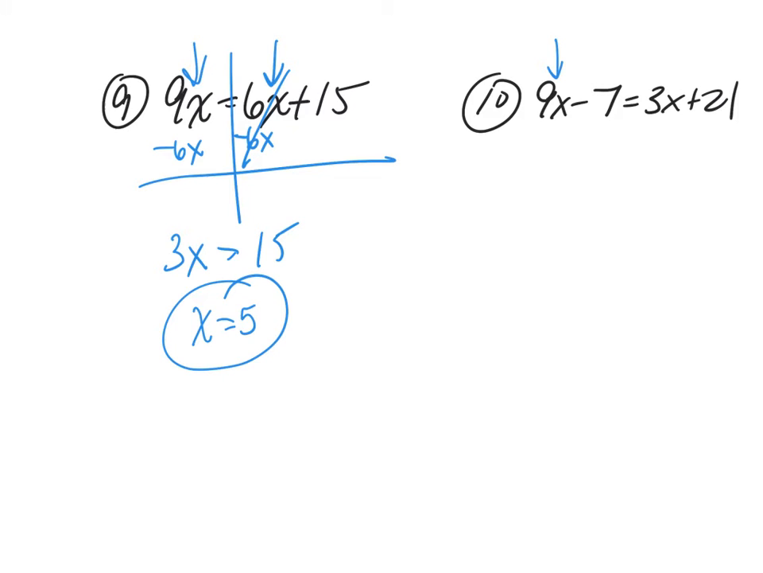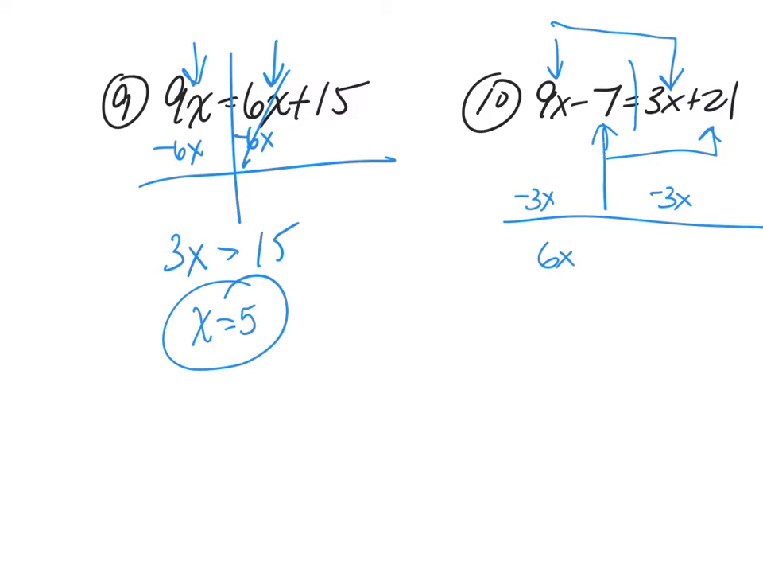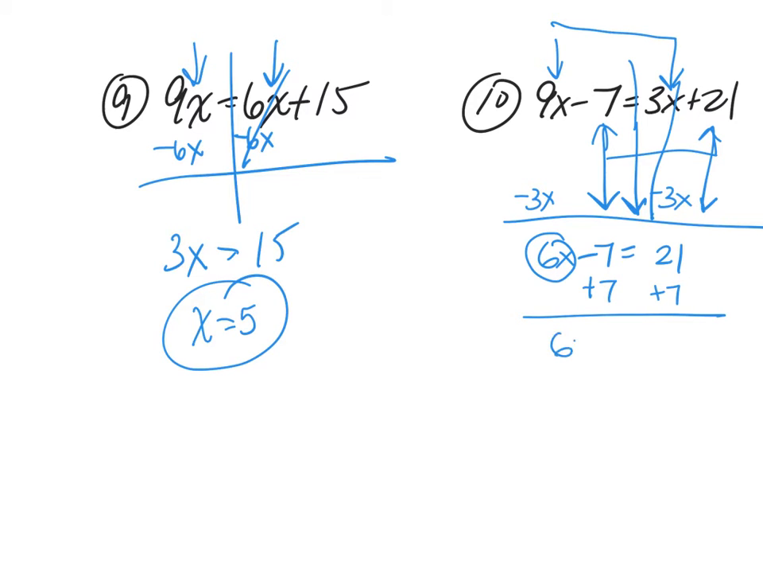All right, let's look at number 10. I have an x on the left side and an x on the right side of the equal sign, but I also have non-x terms on each side, so I have to bring them over by changing their signs. I'm going to minus 3x to both sides. I have 6x, one at a time, minus 7. Keep the equals. This goes to 0. Bring down the 21. Now I'm going to isolate the 6x, so I'm going to add 7 to both sides. 6x, negative 7 plus 7, 0, equals 21 plus 7, 28.